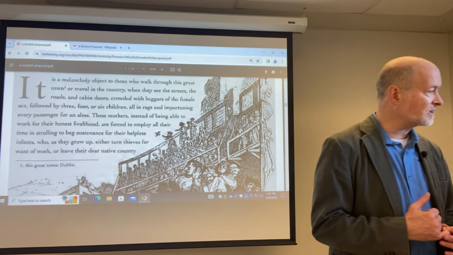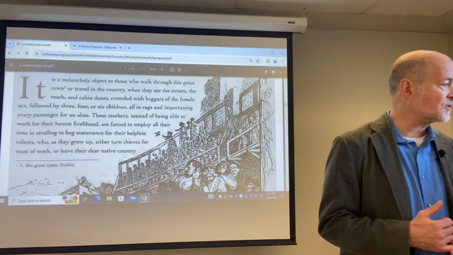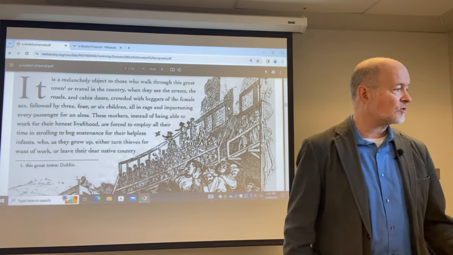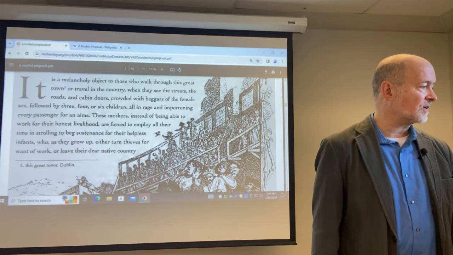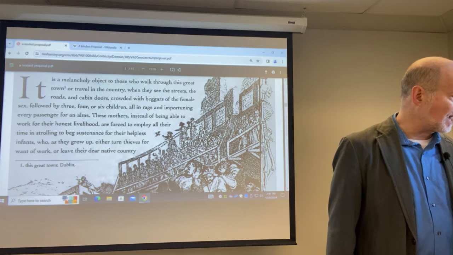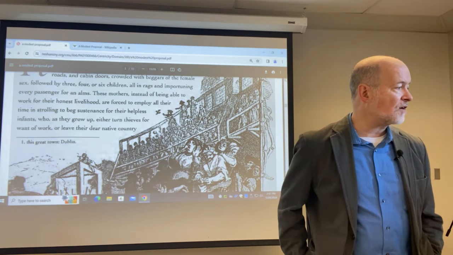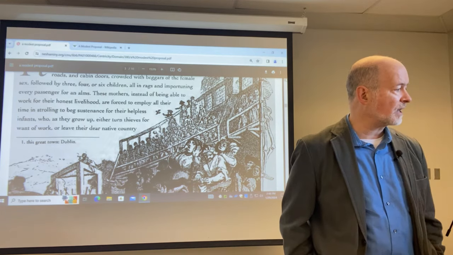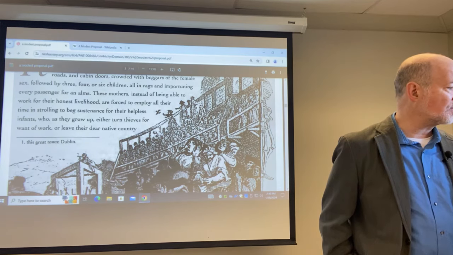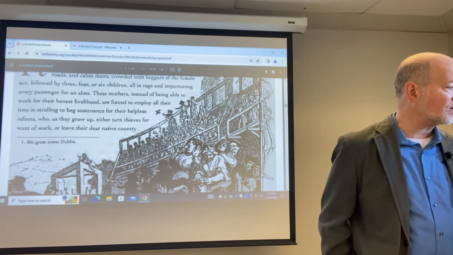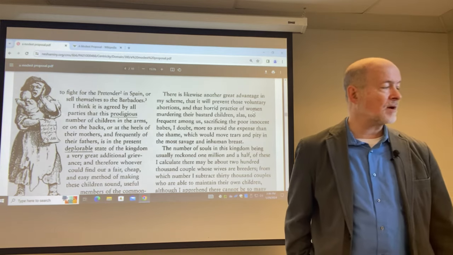Swift: It is a melancholy object to those who walk through this great town, Dublin, or travel in the country, when they see the streets, the roads, and cabin doors crowded with beggars of the female sex, followed by three, four, or six children, all in rags and importuning every passenger for an alms. These mothers, instead of being able to work for their honest livelihood, are forced to employ all their time in strolling to beg sustenance for their helpless infants, who, as they grow up, either turn thieves for want of work or leave their dear native country to fight for the pretender in Spain or sell themselves to the Barbados.